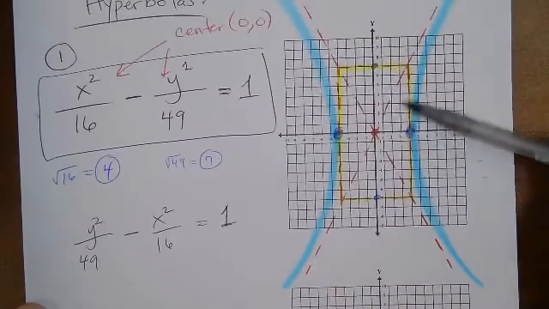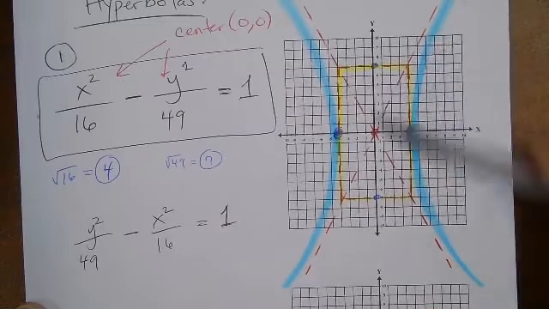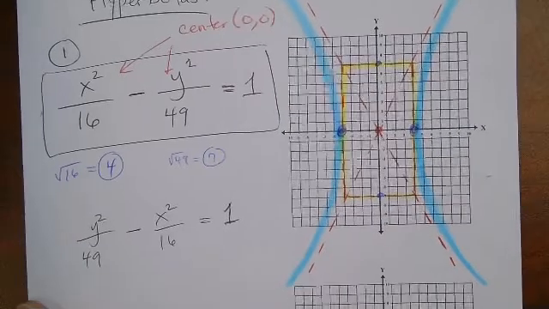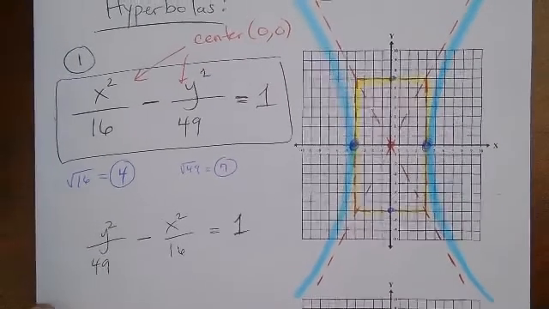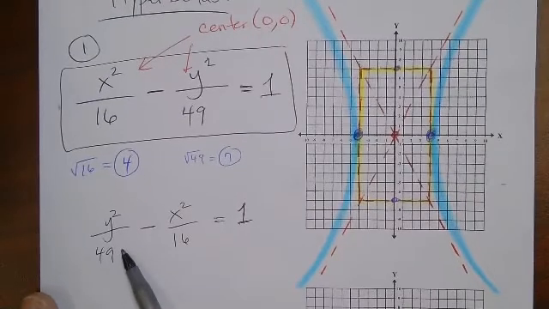Are we still going 4 and 4 on the x? Yeah, we still went 4 and 4 on the x. Did we still go 7 and 7 on the y? Yes, we still went 7 and 7 on the y. This rectangle and the asymptotes would still be the same, but what would be different?